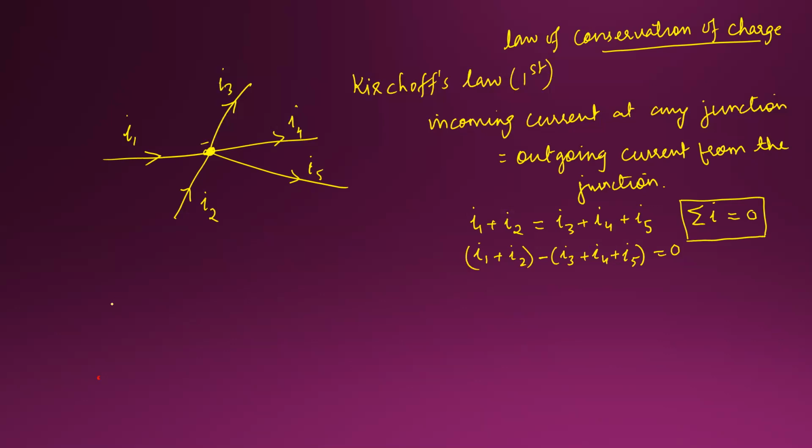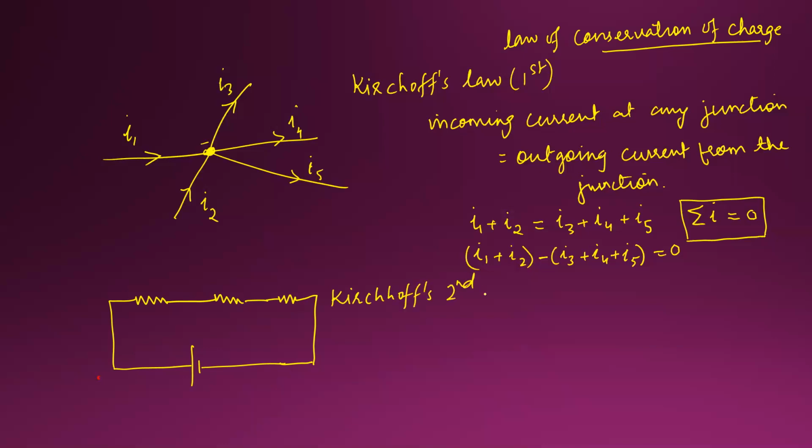The second law is, if there is any circuit and we have a few resistances in the circuit, and a few batteries are also there, then Kirchhoff's second law says that the summation of all the EMFs will be equal to the summation of the individual potential differences across each resistance.